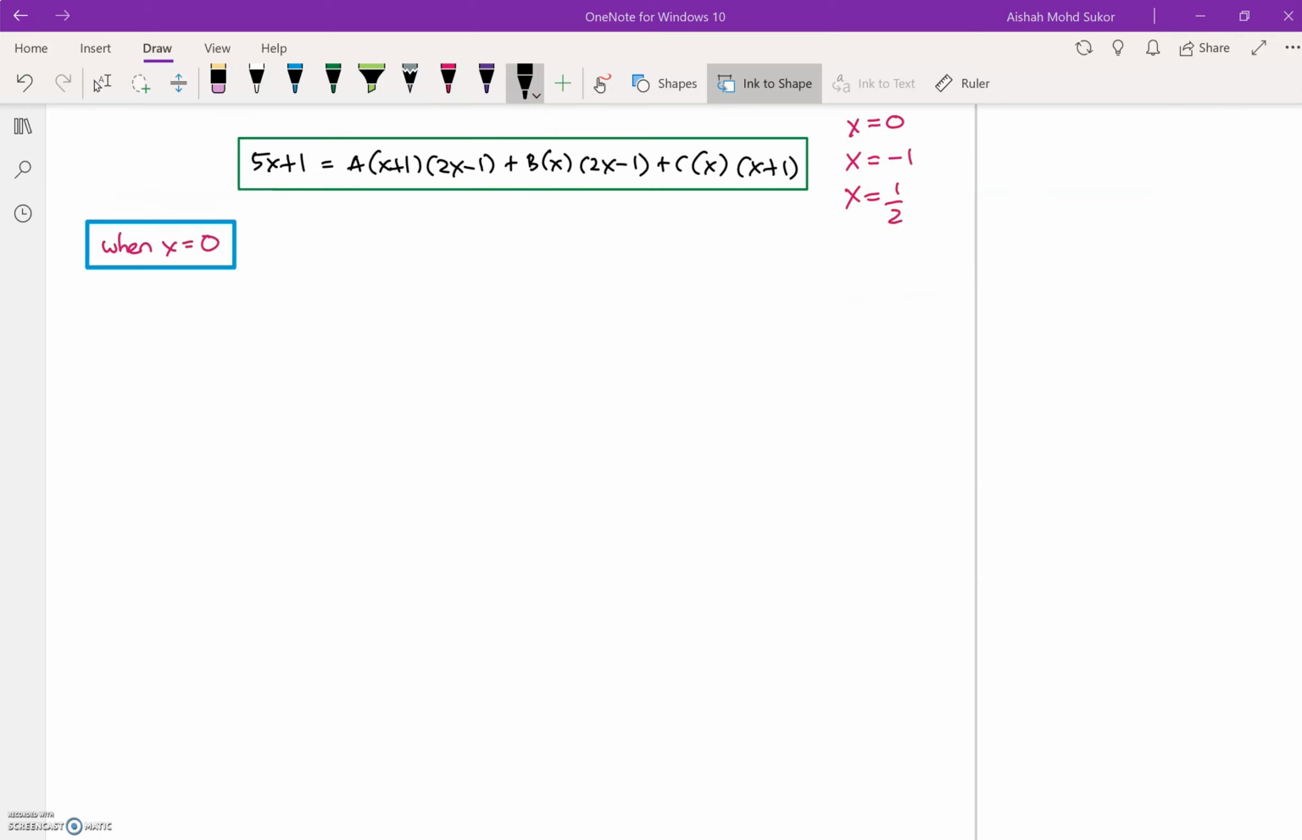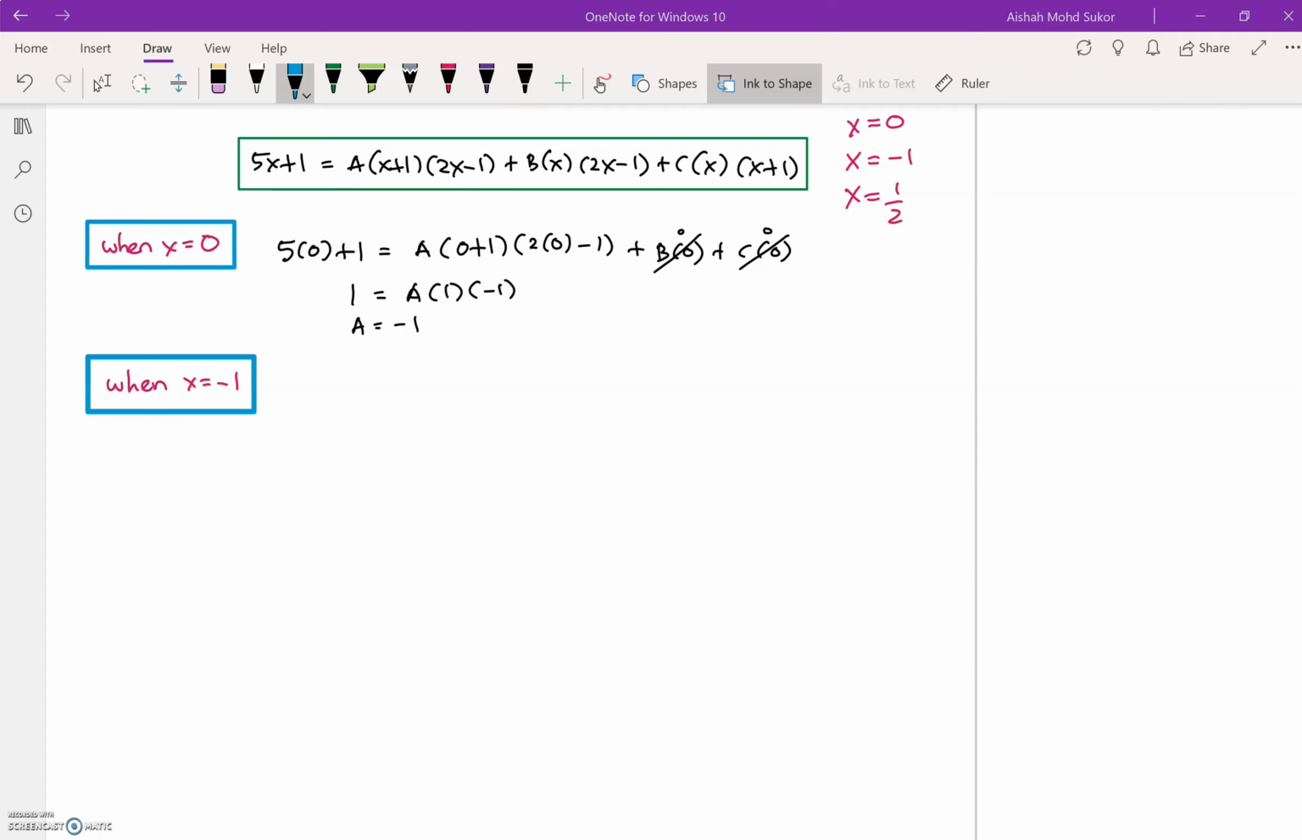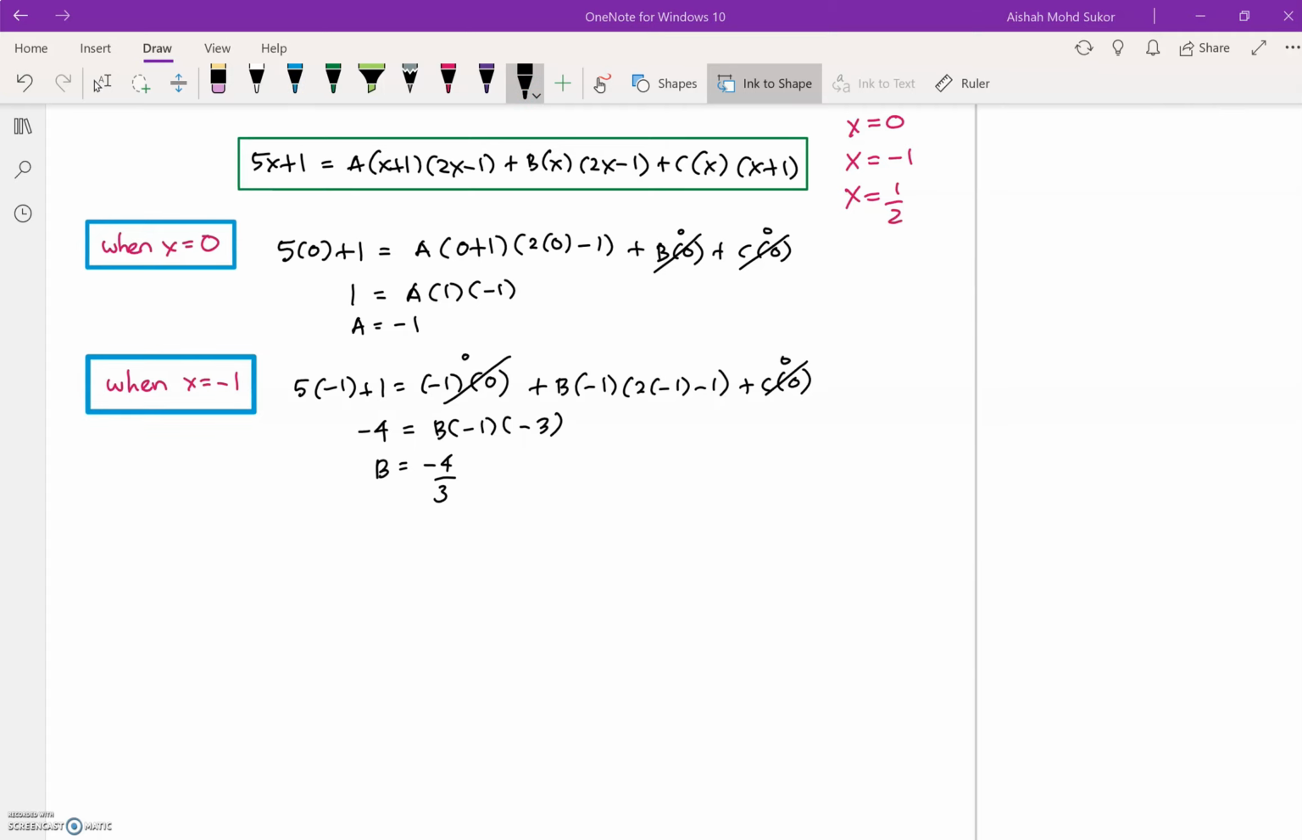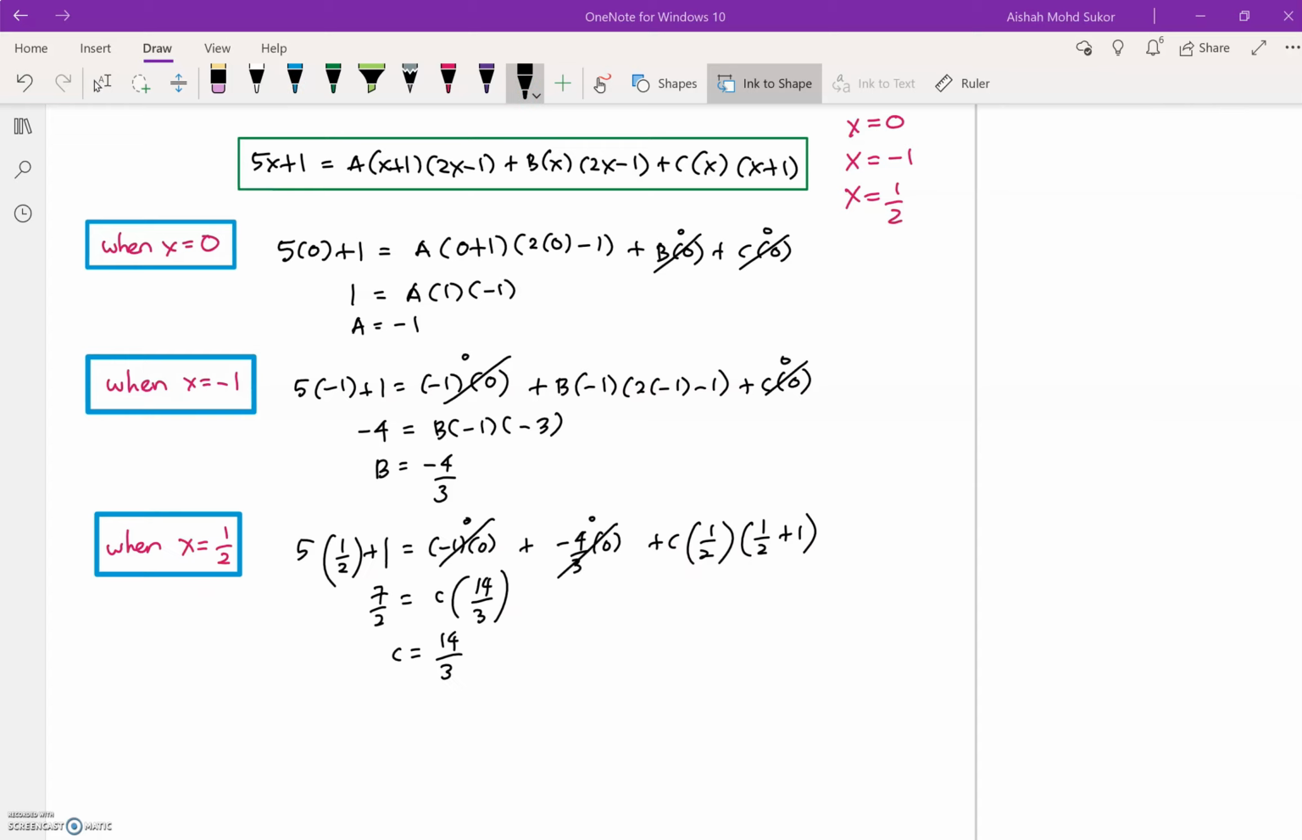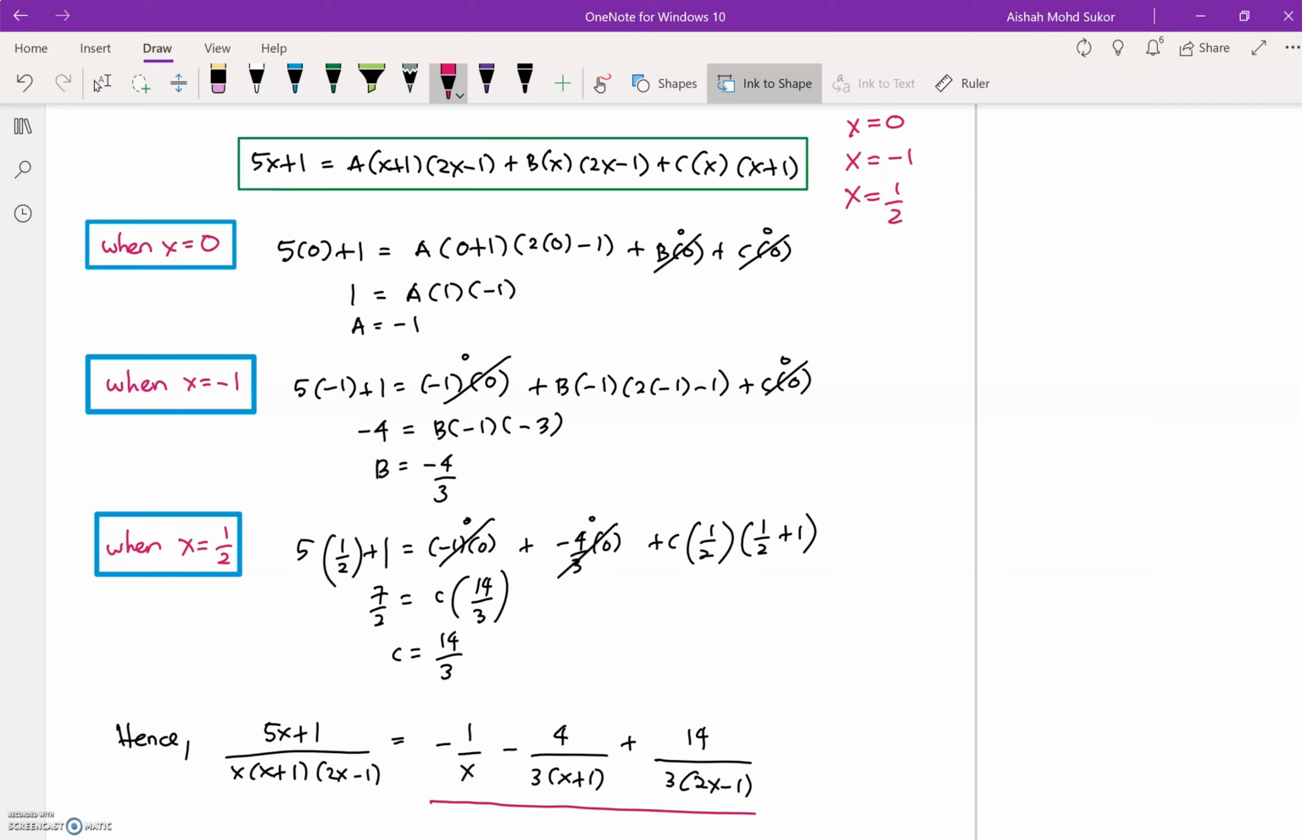When x equals 0, the terms with B and C become 0, so A is equal to -1. When x equals -1, B is equal to -4/3. When x equals 1/2, C is equal to 14/3. Hence, this is the partial fractions.